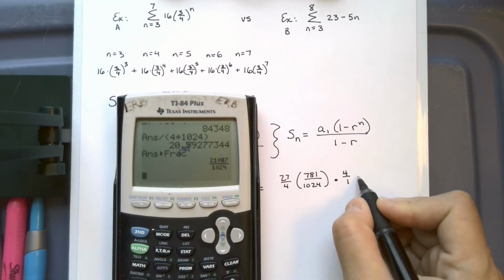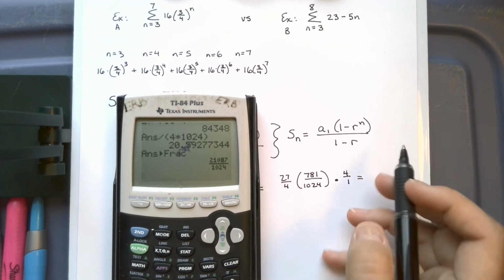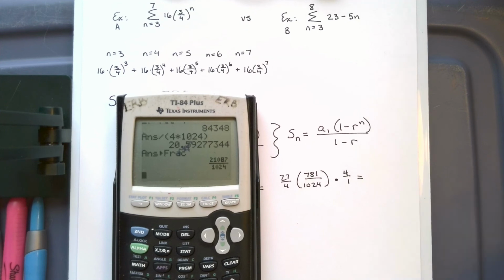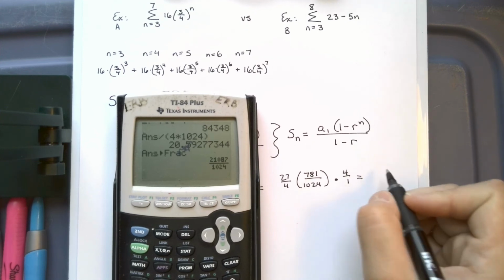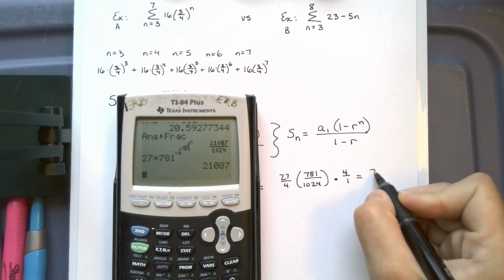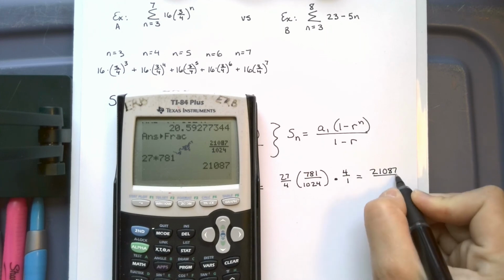And, ugh, see? Thank goodness. That is not fun. Oh, look at that. So basically all that they did was cancel out the 4s and then did 27 times 781. That makes sense. Just make sure that that is actually what happened. Yep, sure is. All right. So 21,087 all over 1,024.